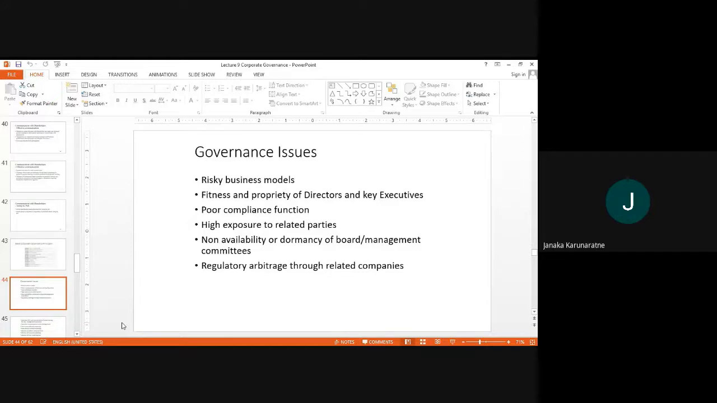Also, regulatory arbitrage through related companies. Sometimes when the regulators prohibit banks or limit certain transactions of a bank, what they do is use their related parties to do the same thing. So it is called regulatory arbitrage. They avoid certain rules, but do the same activity which they cannot directly do. Ultimately, whenever uncertain, unexpected events take place, this will lead to collapse of the entire system.